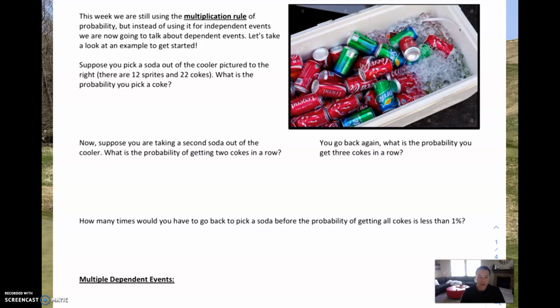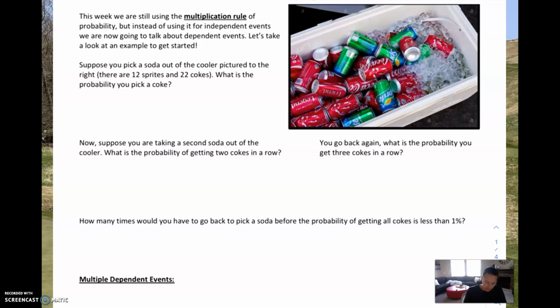You've made it through this far of the school year, and now we've just got one more last thing to learn, and that is multiple dependent events. Last week we looked at independent events, and the probability each time just kind of stayed the same. Now we're looking at dependent events where the probabilities are going to change slightly. So let's take a look at an example first to see what's going on.